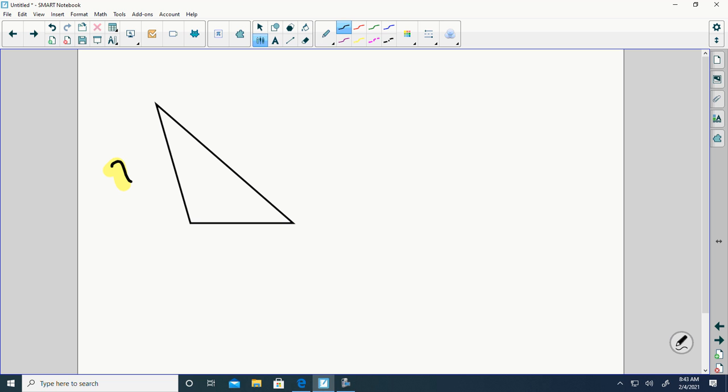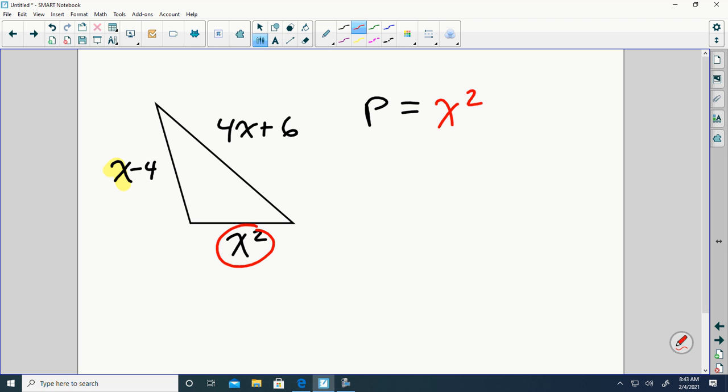So I know that this is x minus 4. I know this is 4x plus 6. And I know that this is x squared. And I want to find the perimeter, which means I'm going to add up all 3 of the sides. Okay, so the perimeter of this. Let's take a look. X squared. Are there any other x squareds up there? Nope, so I'm writing it down. Good so far?